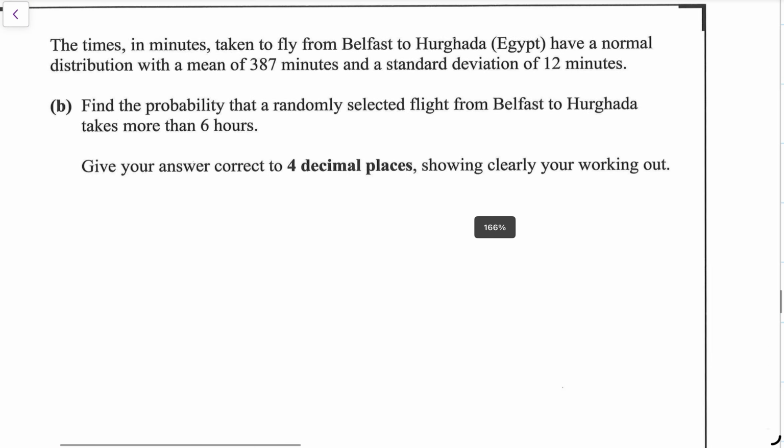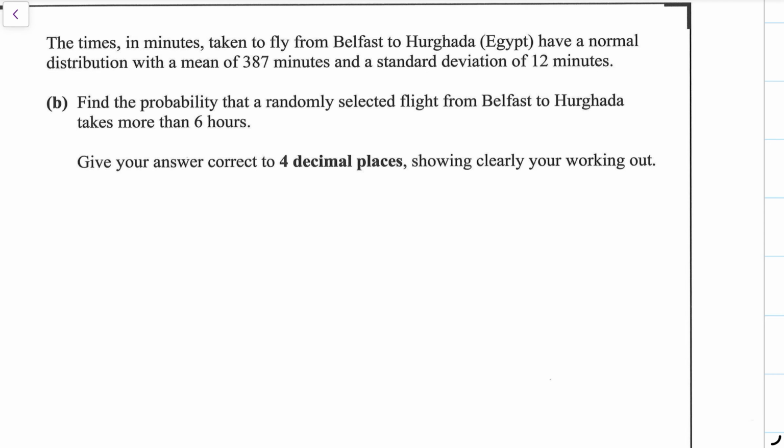The next one says the times in minutes taken to fly from Belfast to this place in Egypt have a normal distribution, a mean of 387 and a standard deviation of 12. Again, I know you don't really need this, but I just like to do it. Normal 387 and then variance, so sigma squared of 12. So find the probability that a randomly selected flight from Belfast to this place takes more than 6 hours.